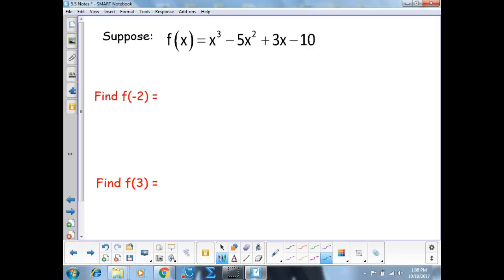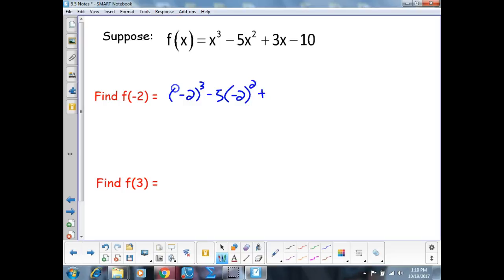All right, so what I would like you to do is find me f of negative 2 and f of 3. So how do I find f of negative 2? Plug in negative 2 anywhere that there's an x, right? Okay, so this would be negative 2 cubed minus 5 times negative 2 squared plus 3 times negative 2, then minus 10.